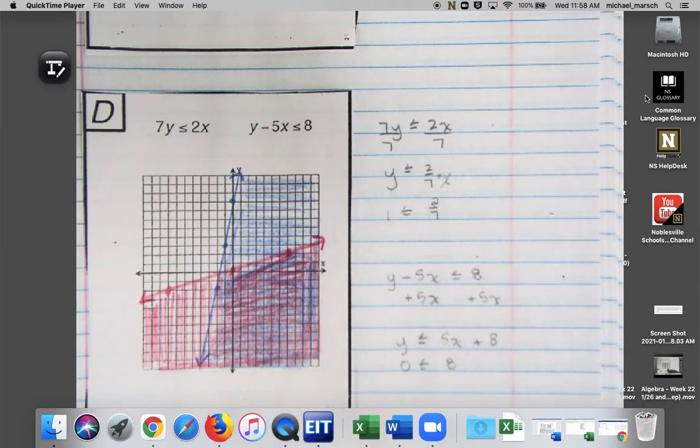Okay, I'm going to give you guys an ordered pair, and you're going to tell me if it's a solution to the system of inequalities or not. How are you going to know if it's a solution? It's in the double shade. It's in the purple area, the double shaded area.